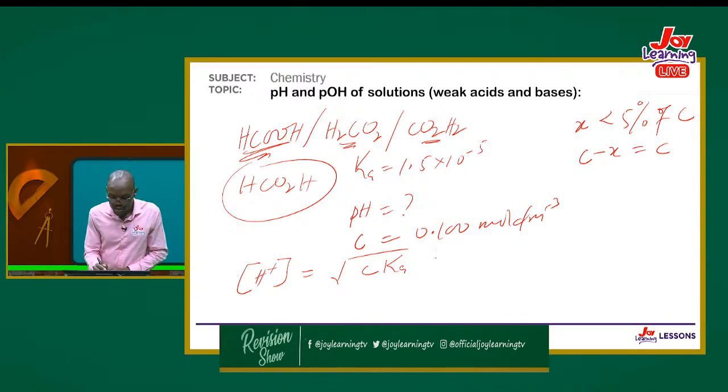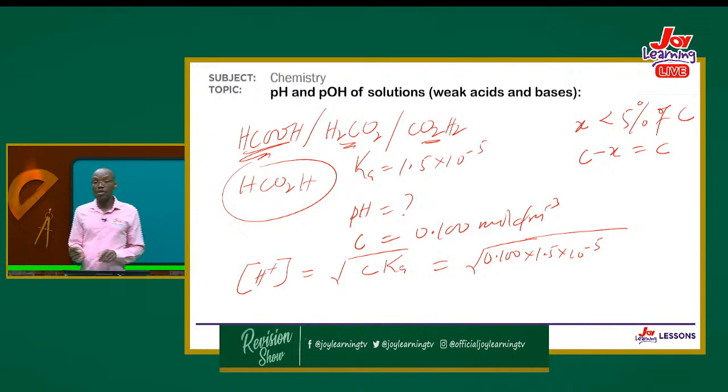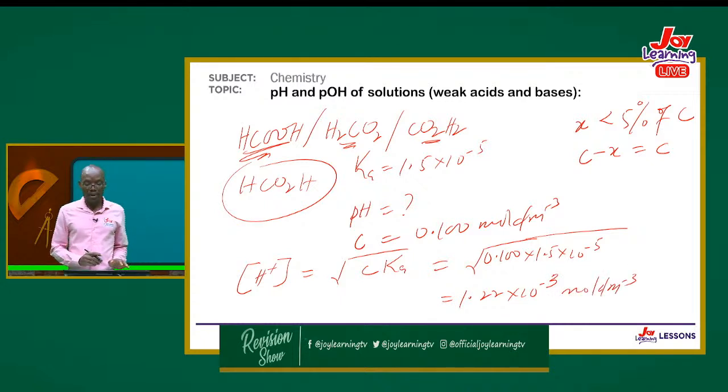Right. So if that is the case, put in your values. Root of C, which is 0.100, times the Ka value, 1.5 times 10 power negative 5. Please, the Ka values, don't go and memorize them, because if it is an examination that requires calculation involving this one, you'll be given the value. So you just do your substitution and go. Okay, so what is the concentration of H plus ions? So here we go, root of 0.1 times 1.5 exponent negative 5. So that gives me 1.22 times 10 power negative 3 mol per dm cubed. Right.